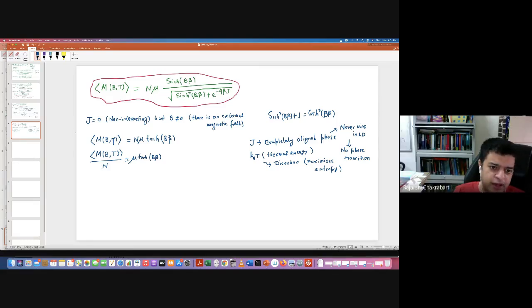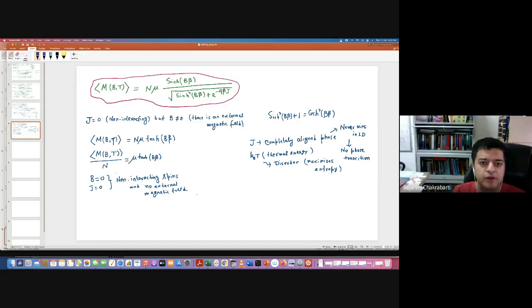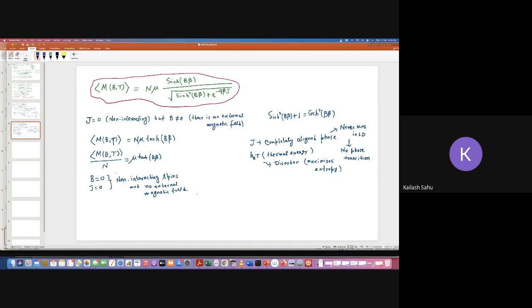Now, what will be the value of this quantity? I have already put J equal to 0. Now I put B equal to 0. What does it mean? J 0 and B 0. Basically means non-interacting spins and no external magnetic field, isn't it? What do you expect? Everything equal to 0. No magnetization. What do you expect? Magnetization 0. Are you sure?